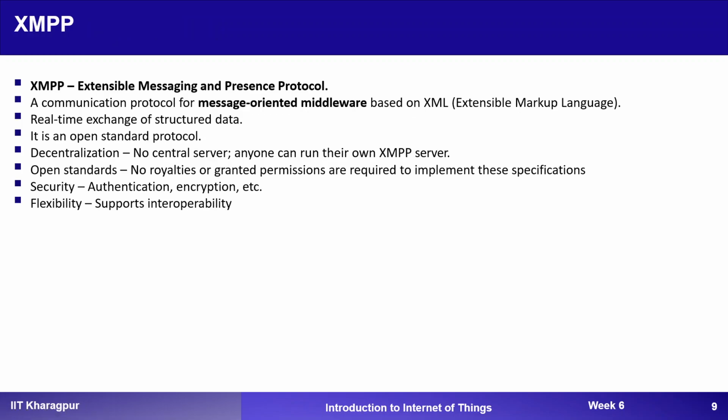Next one is your XMPP. XMPP stands for Extensible Messaging and Presence Protocol. It is a communication protocol for message oriented middleware that is based on the XML language, that is extensible markup language. It helps in real time exchange of structured data. It is an open standard. In this, no central server is present. However, there are various decentralized servers, and those servers are going to control all the exchange of information that is taking place.